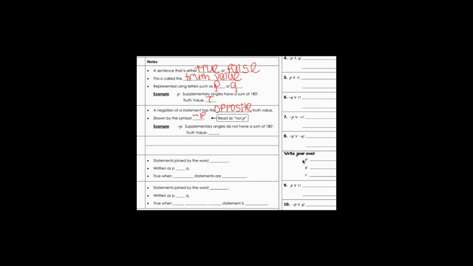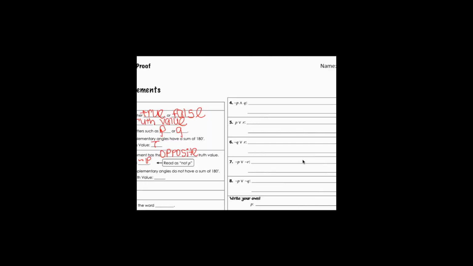There's also going to be negation of statements. So a negation of a statement has the opposite truth value. So it's shown by the symbol not P. So that little squiggly line means not. Sorry, and let me zoom in for you guys.